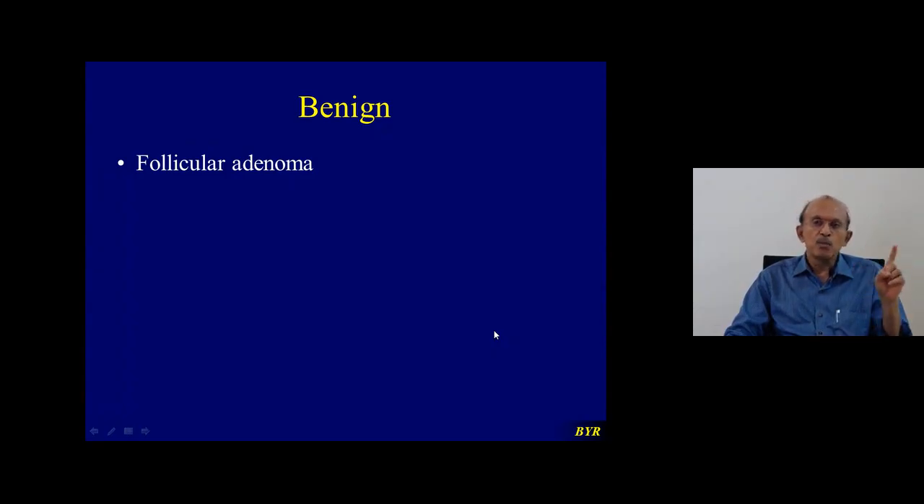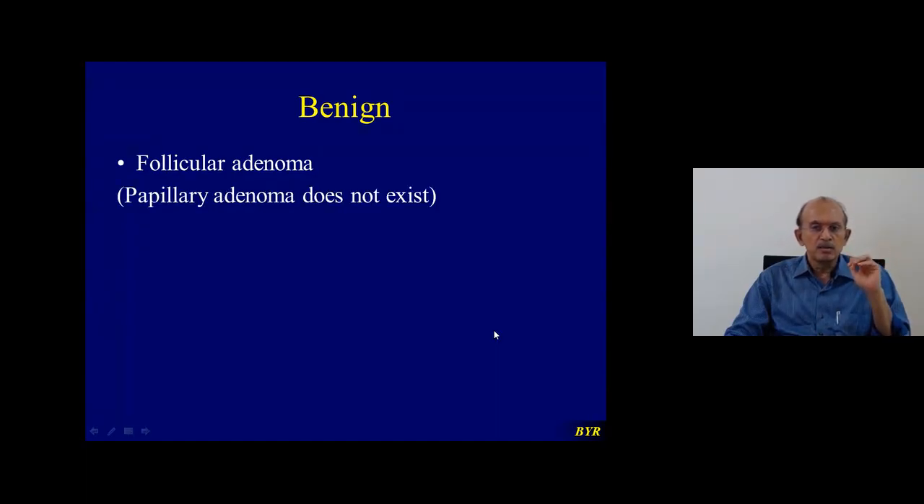There is no papillary adenoma. If by any chance papillary structures are found on histology, it is a carcinoma. It is not a benign tumor. So there is only one benign tumor existing, that is the follicular adenoma.